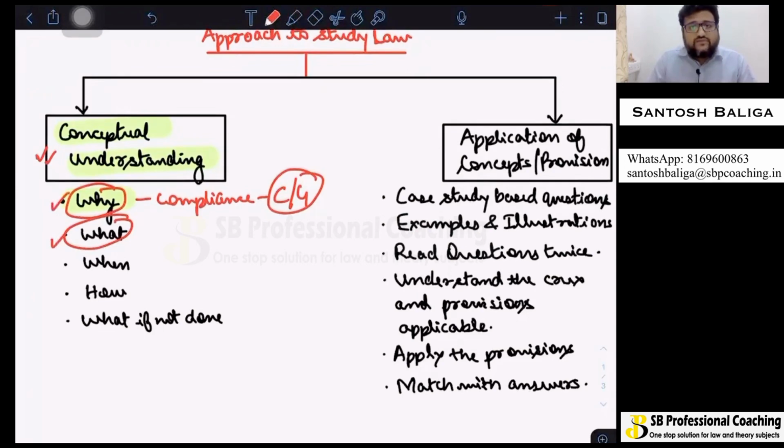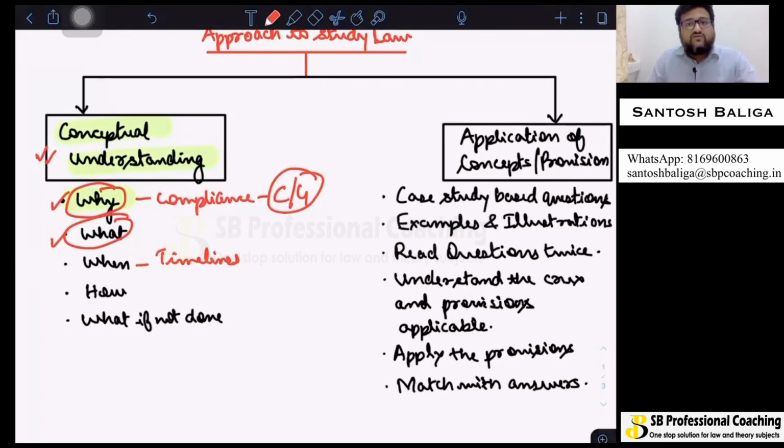The third question will be, when? Are there any timelines which have been provided in the provision? Such as the example that I gave, it has to be filed with the ROC within how many days? 30 days. That is a timeline. You should know the timeline very, very well. Next, how? Whether there is a particular procedure to it. Normally, procedures are provided in rules. So we have to understand the procedure also.